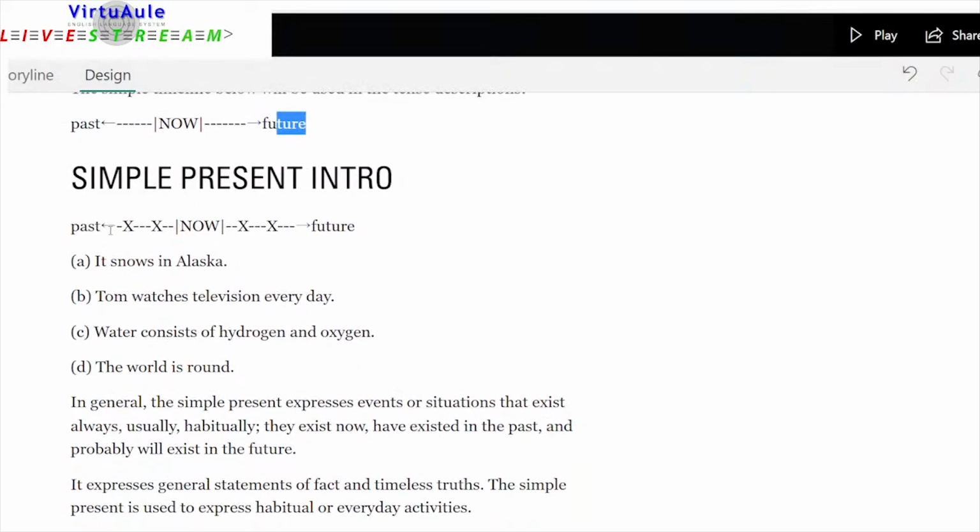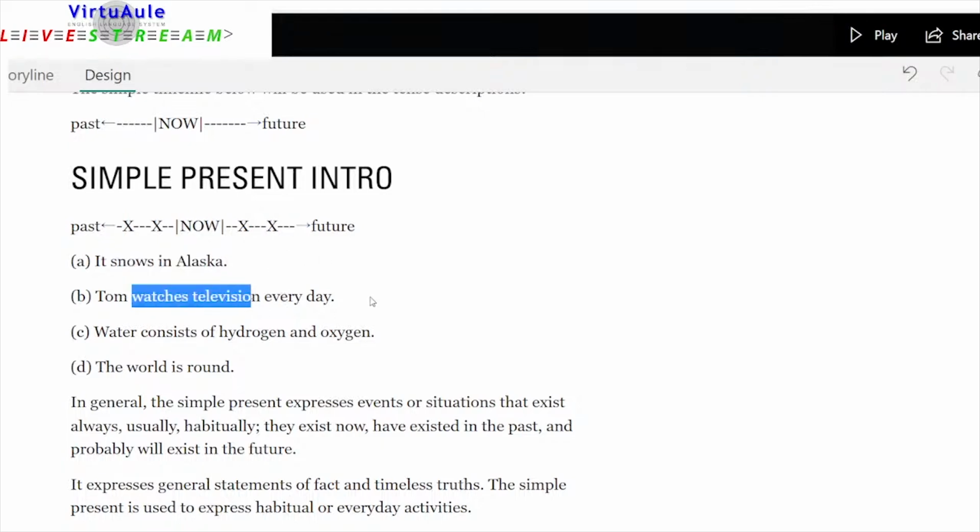Present simple. We have the past, an event, a situation. We have now, an event, a situation. Both in the past, now, and in the future. So it snows in Alaska. That means probably last year it snowed. Now it may be snowing, and probably in the future it will snow. So this is a present simple.